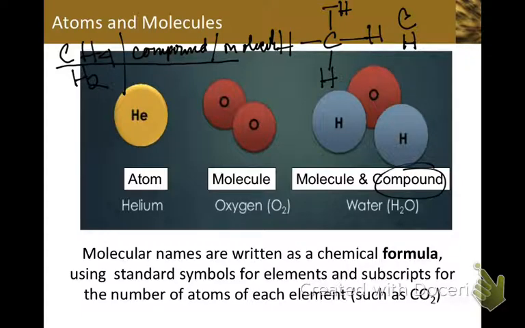Now, hydrogen gas is just the same kind of atoms. So it is not a compound, but it is a molecule.